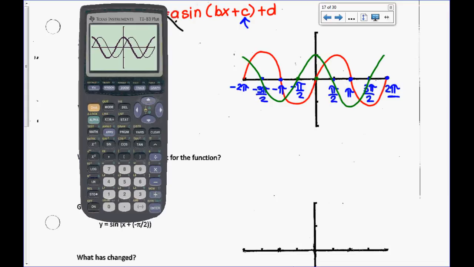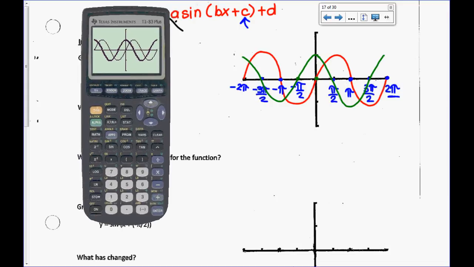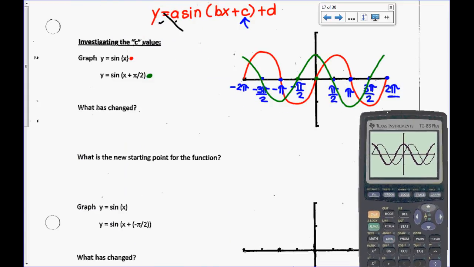Okay, so it would look like this. I'm going to put on here what's happened: it shifted left by a distance of pi over 2, right? Every point on there has shifted left pi over 2.